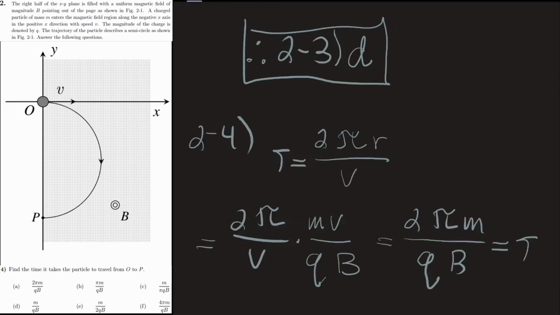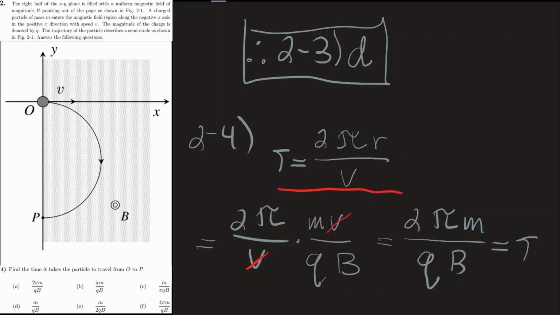Next is part 4, which says find the time it takes for the particle to travel from O to P. So for this, we need the formula for the period of centripetal motion, which is 2 pi r over v. We just found r, so we can plug it in here. Cancel out these v terms, and you find that the period is equal to 2 pi m over qB.